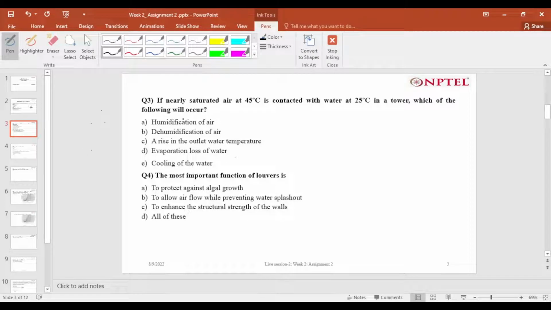Now question 3: if nearly saturated air at 45 degrees Celsius is contacted with water at 25 degrees Celsius in a tower, which of the following will occur? Are all of you getting this question? Understood. Which of the following will occur? Can anybody tell the answer? Saturated air at 45 degrees Celsius is in contact with 25 degrees Celsius water. So here, no humidification of air occurs. Am I right? One minute.